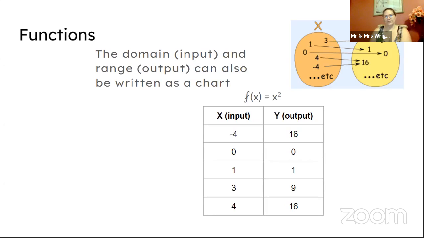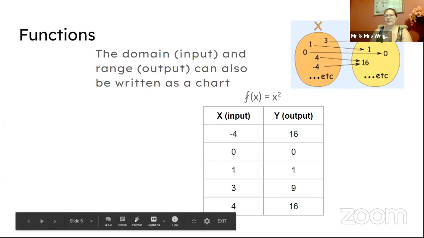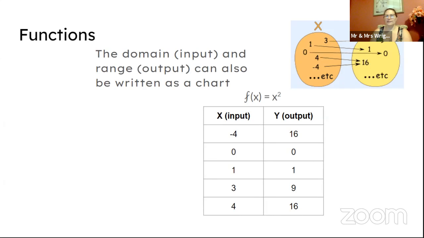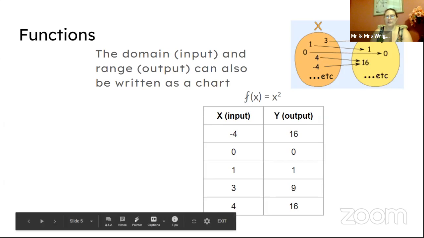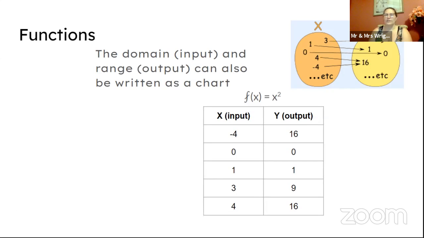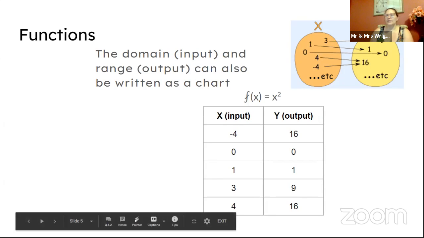Here's a function. The function of x is x squared. So for every input, we have exactly one output. -4 has an output of 16. 0 has an output of 0. 1 has an output of 1, 3 has 9, 4 has 16. So you don't have to draw this circle with arrows every time. You can look at it in a chart and tell whether or not it's a function.